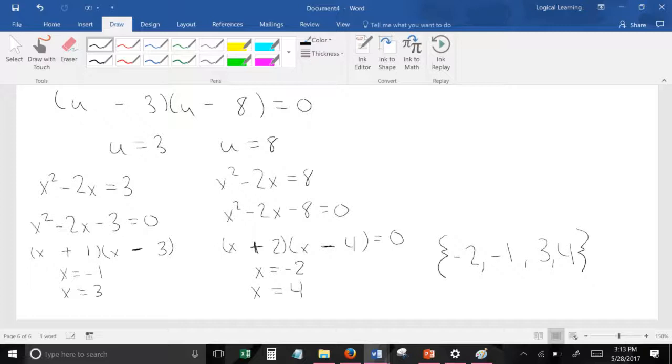And again, remembering to check. Alright, that's it for this video on solving other types of equations when they're in the quadratic form.